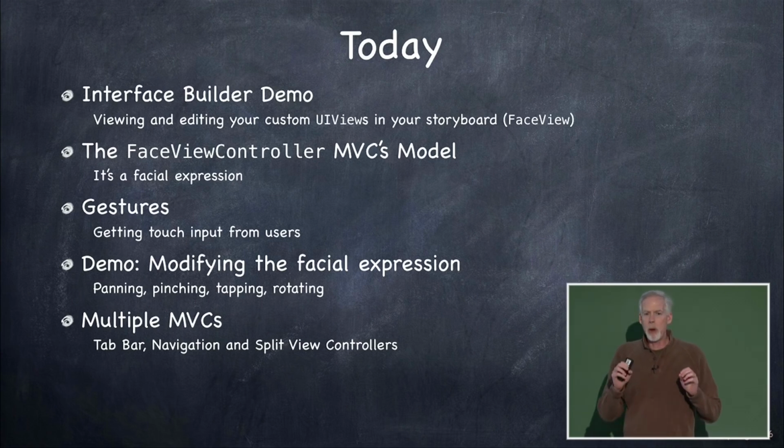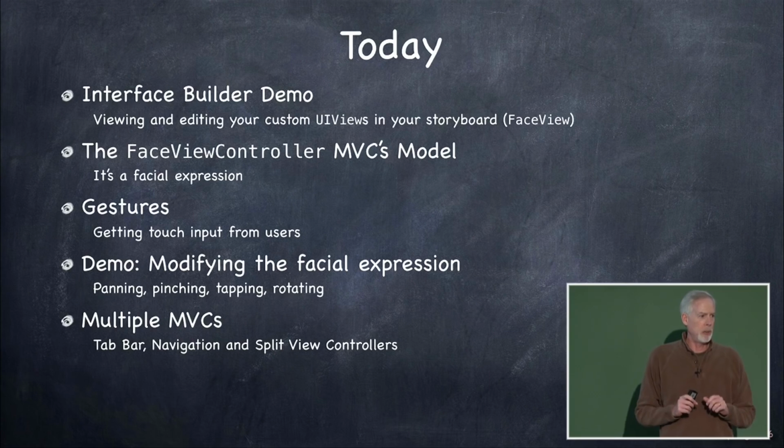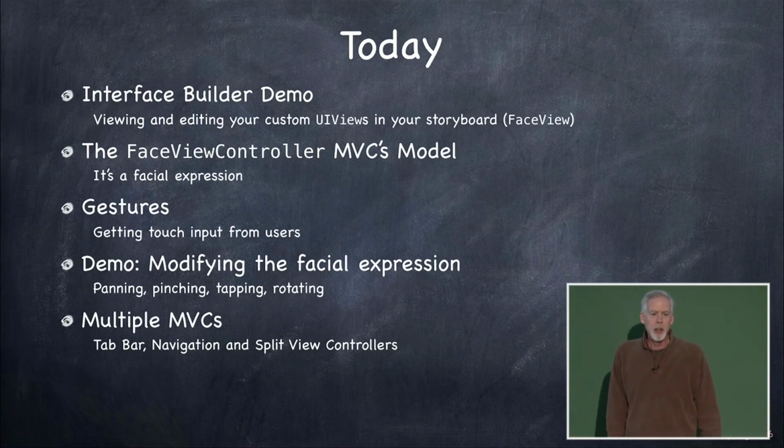Then we're going to start talking about what FACEIT's view controller's model really should be. Because right now, if you look at the code in our controller of our MVC for FACEIT, it's blank. There's nothing in there. So we need to do some work there. I'm going to come back to the slides, and I'm going to talk about gestures, which is the input side of UIView. And I'll do a demo where we put some gestures in FACEIT.